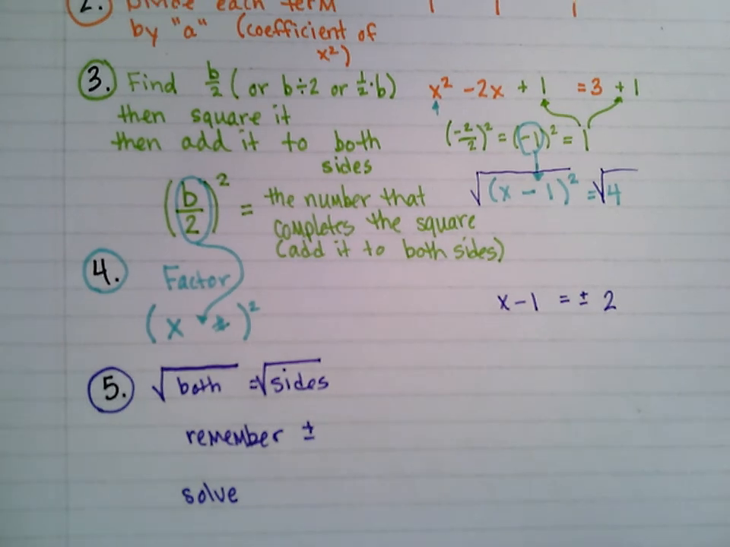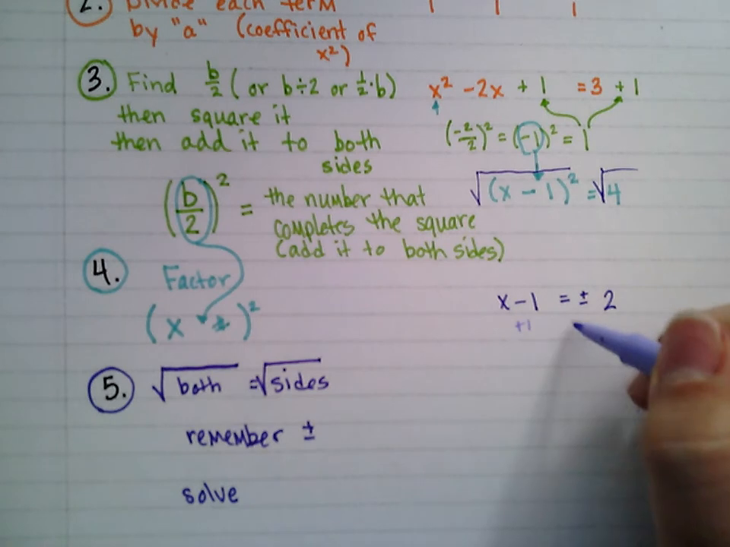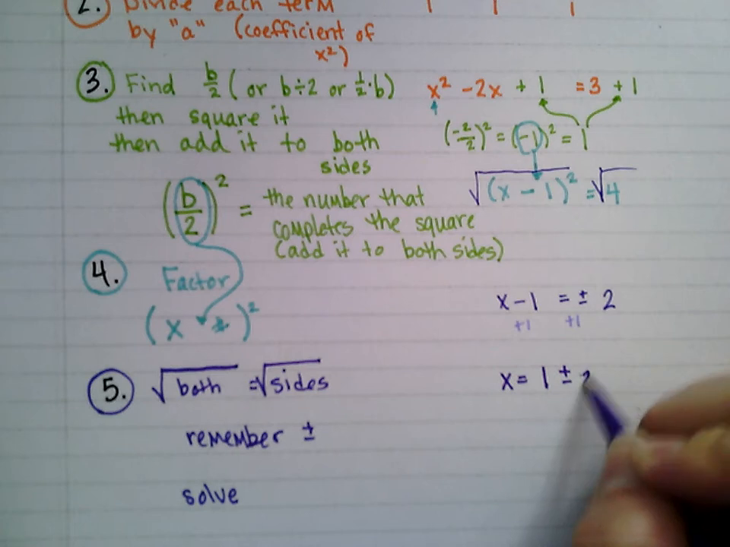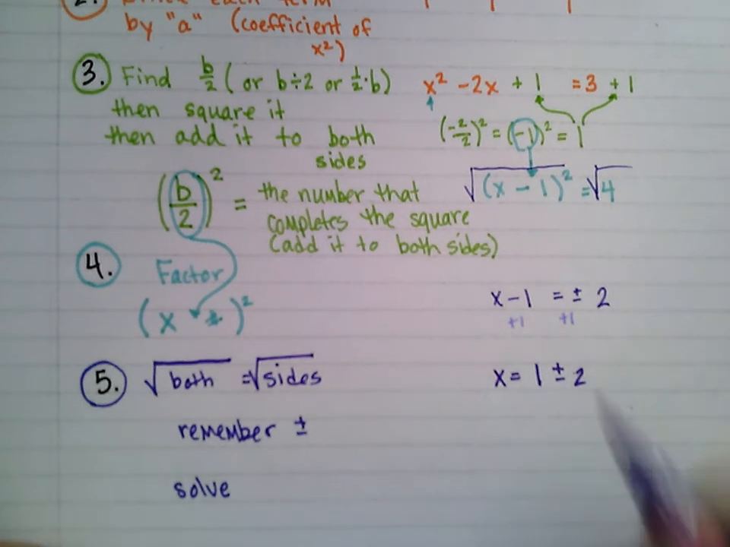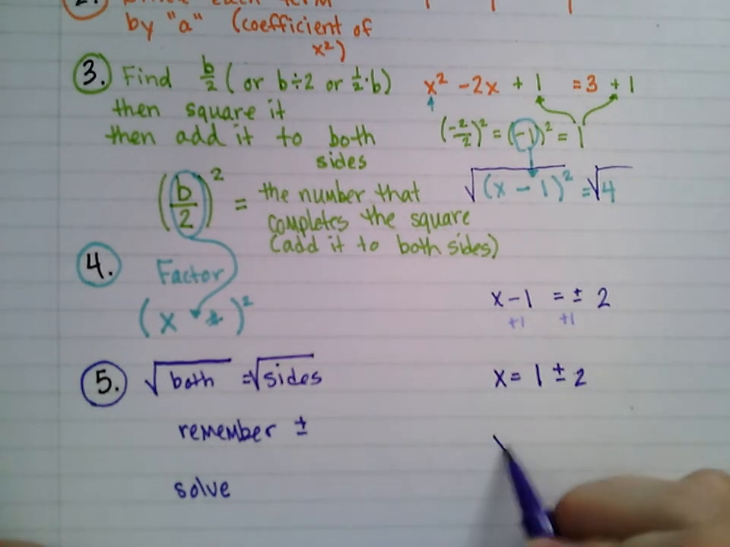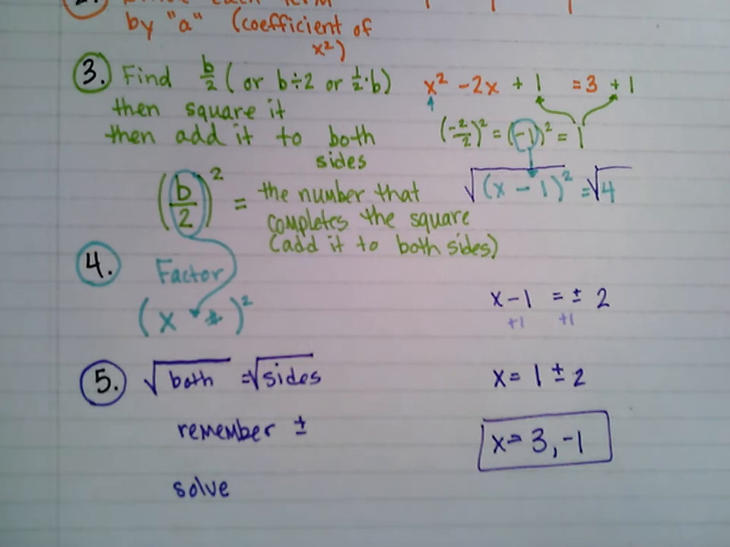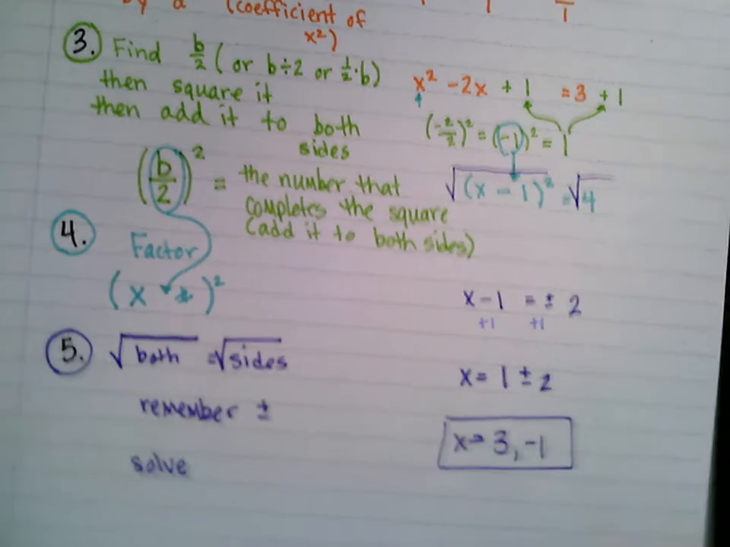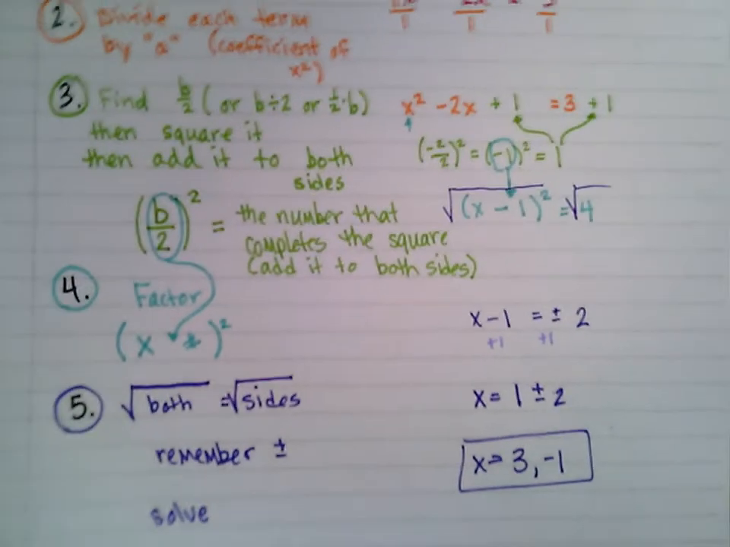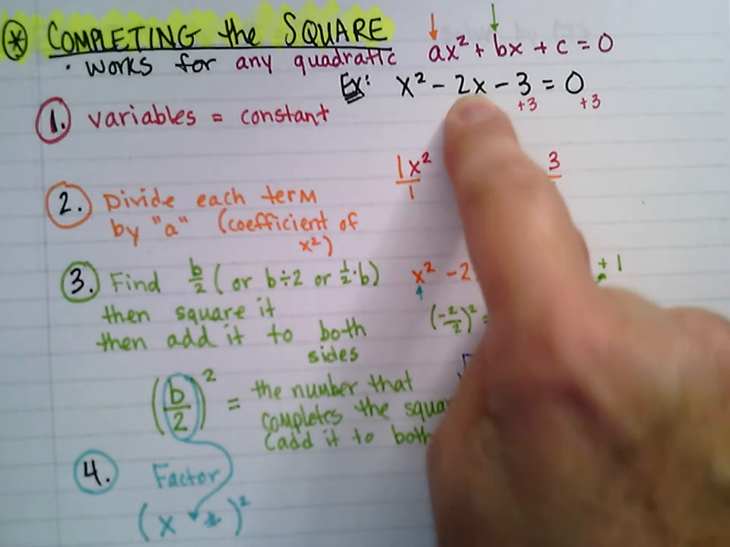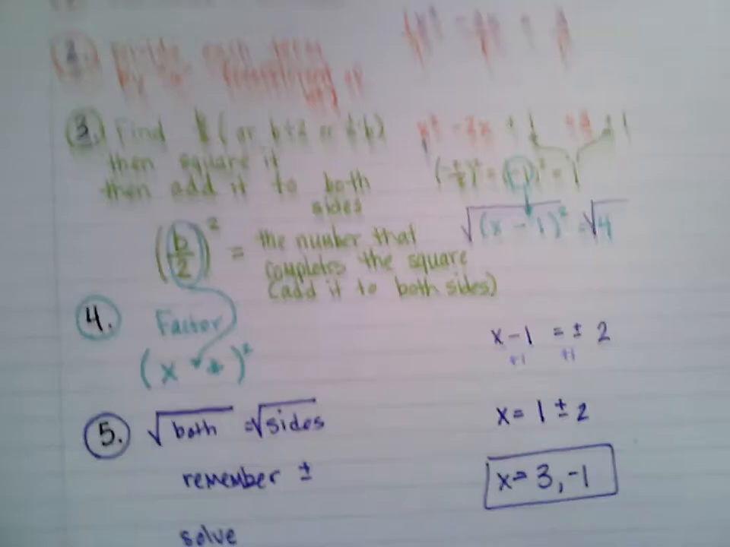And then to solve for x, I will add 1 to both sides. So I get x equals 1 plus or minus 2, which gives me 2 problems to do. 1 plus 2 gives me x equals 3. 1 minus 2 gives me x equals -1. That's the same answer that I would have gotten by factoring as well. But I could not have solved the original problem by square root method because it has that linear term.